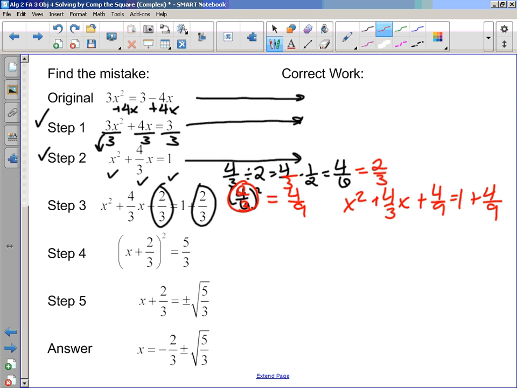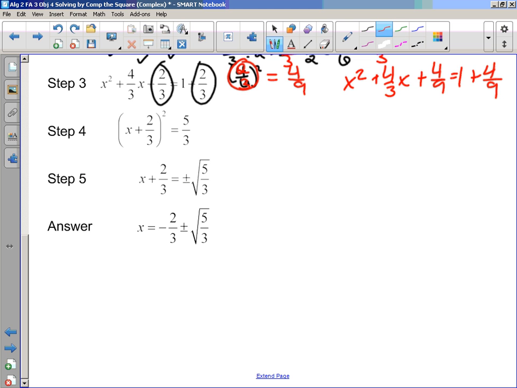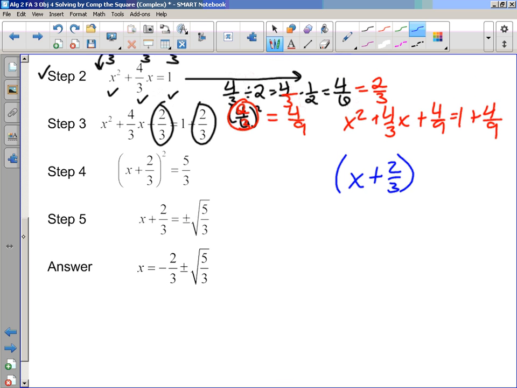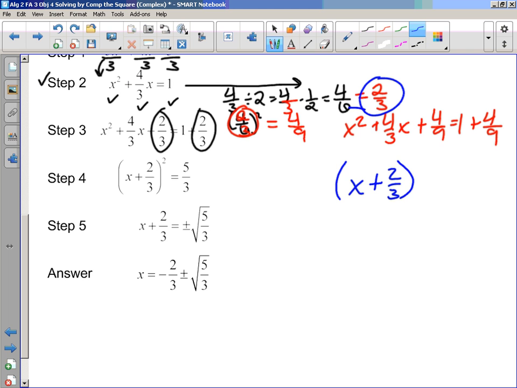So if they made that mistake, then it seems to follow that the rest of it's going to be wrong. So let's go ahead and fix it. So now, when I factor the left-hand side, this is going to become x plus 2/3, because 2/3, right here, that's what I squared. And 1 plus 4/9, 1 is the same thing as 9/9. 9 plus 4 is 13, so 13/9.